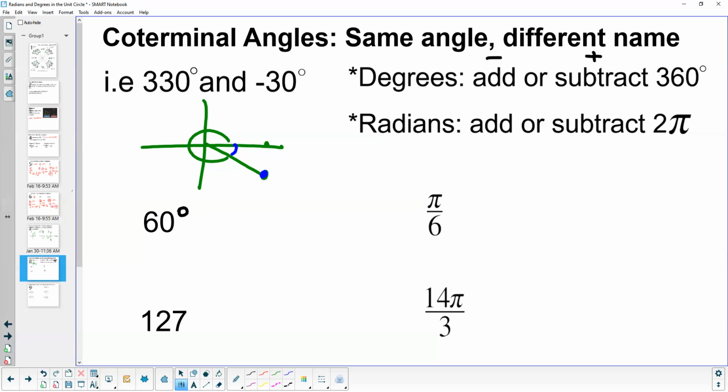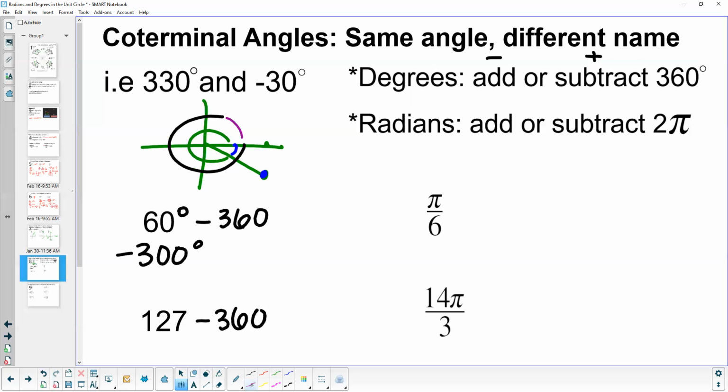So we have a positive degree here of 60 degrees. To figure out where its negative counterpart is, what we're going to do is subtract 360 from it. And so 60 is the same as negative 300 degrees. So I can either go negative 300 this way, or I can go 60 degrees this way. It's totally up to you. Same place, different angle. What about this one, that 127? Again, same sort of thing. I can subtract 360, and when we do 127 minus 360, we end up getting negative 233 degrees. So that is going to be its coterminal counterpart.